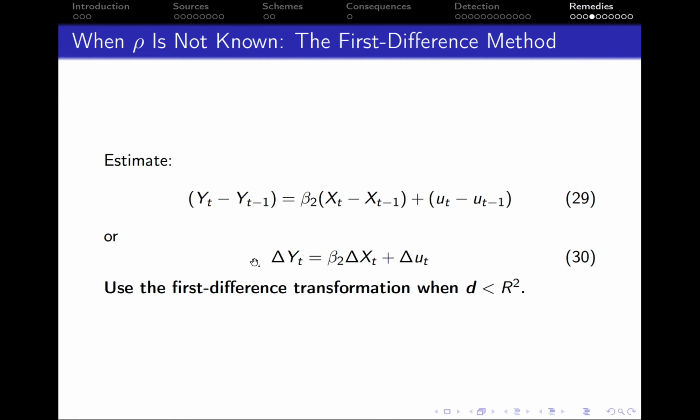It is recommended to use the first difference transformation when the estimated Durbin-Watson statistic is lower than the R squared from the original equation, so from the equation in the level form.